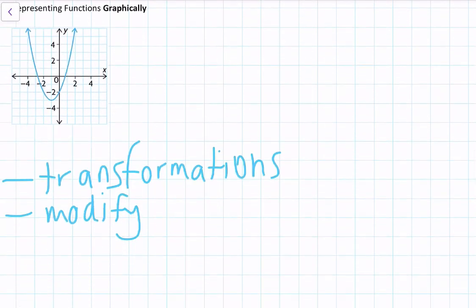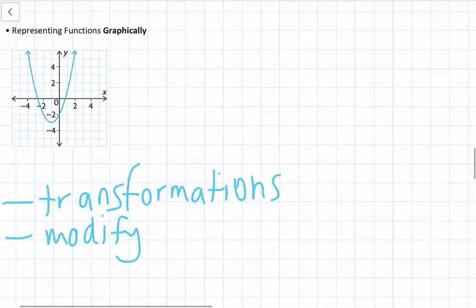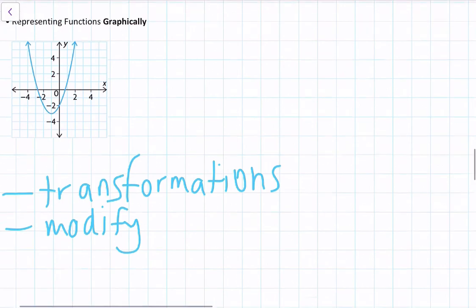Okay, so the last representation we have here is the graphical representation of functions. The most important thing to keep in mind here is that we can actually see the transformations that happen graphically when we see a new function. For example, this is a transformed version of our parent quadratic function. Transformations are what are used to modify the function, and these modifications can be seen graphically once we graph the transformed function.